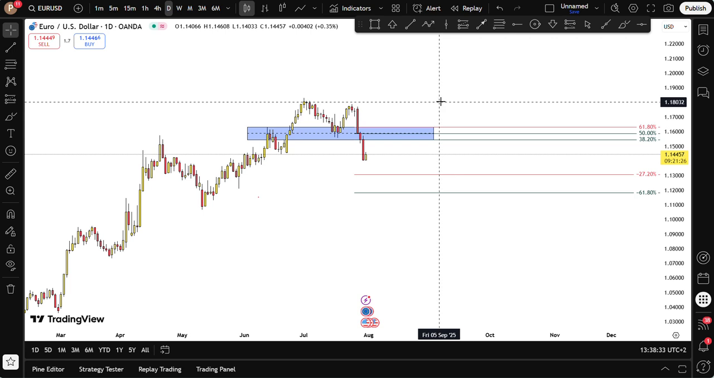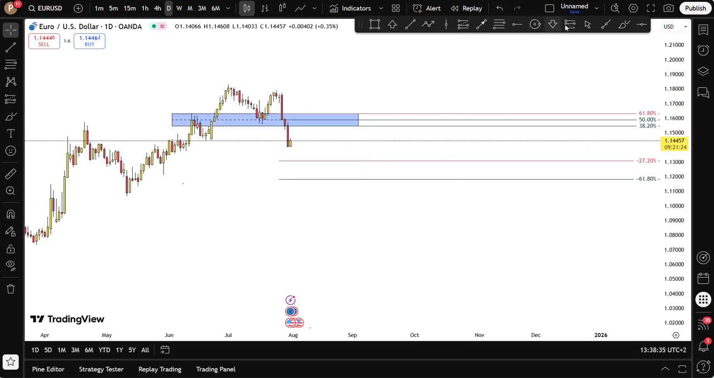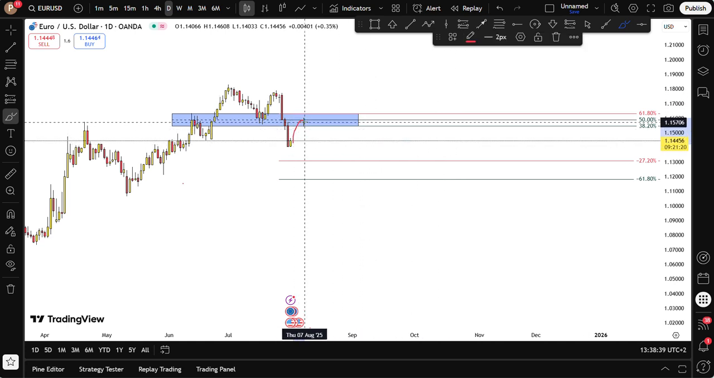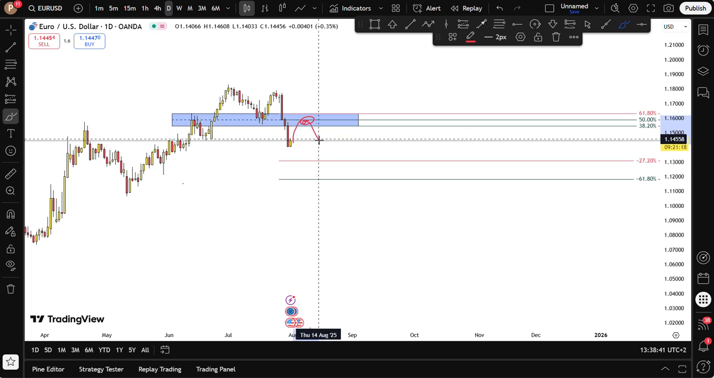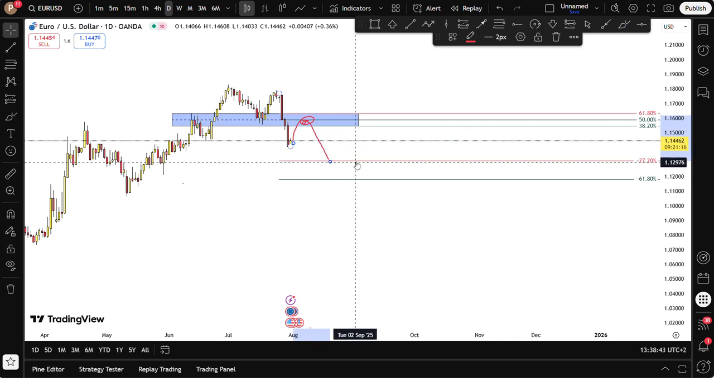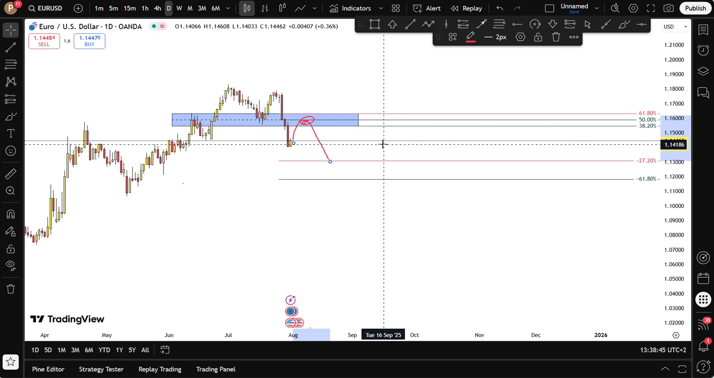So what I am waiting for right now on Euro USD is a correction to this level here, and then a continuation to the downside. So let me mention something else about my Fibonacci tool.